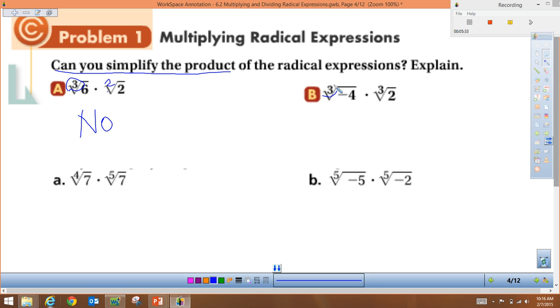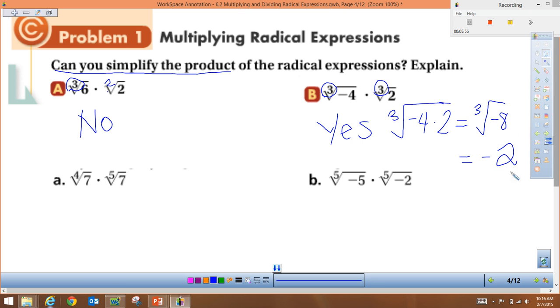Here we have a cube root and a cube root, so we definitely can simplify that. The answer is yes. Let's go ahead and do that. It becomes the cube root of -4 times 2, which equals the cube root of -8, which we know we can solve to be -2. That would be our answer.